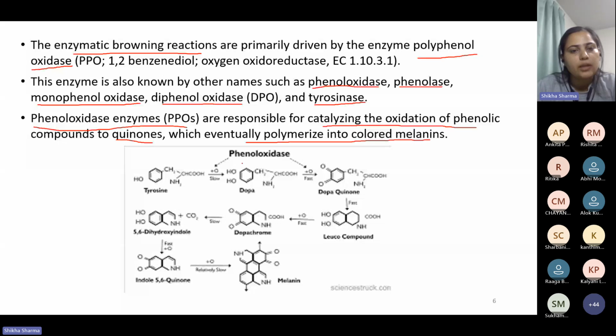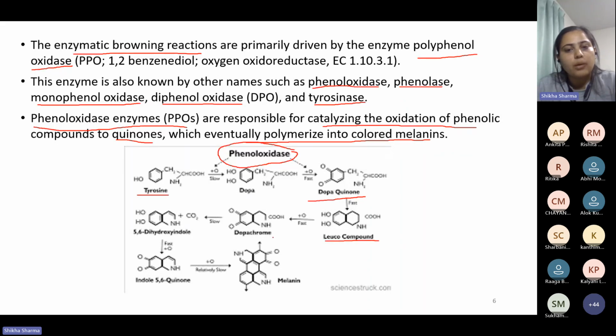So the image is not very clear, but I'll tell you what happens. Tyrosine is converted into the dopa. Here, the enzyme phenol oxidase participates in the enzymatic browning reaction. So the tyrosine compound in our food converts into the dopa, which is further catalyzed by this enzyme phenol oxidase and converted into dopaquinone, which is further converted into the leuco compounds.